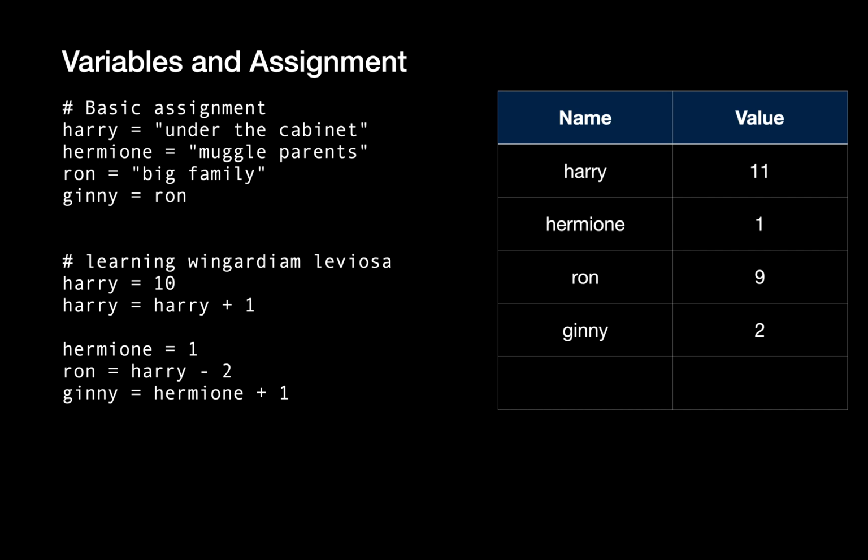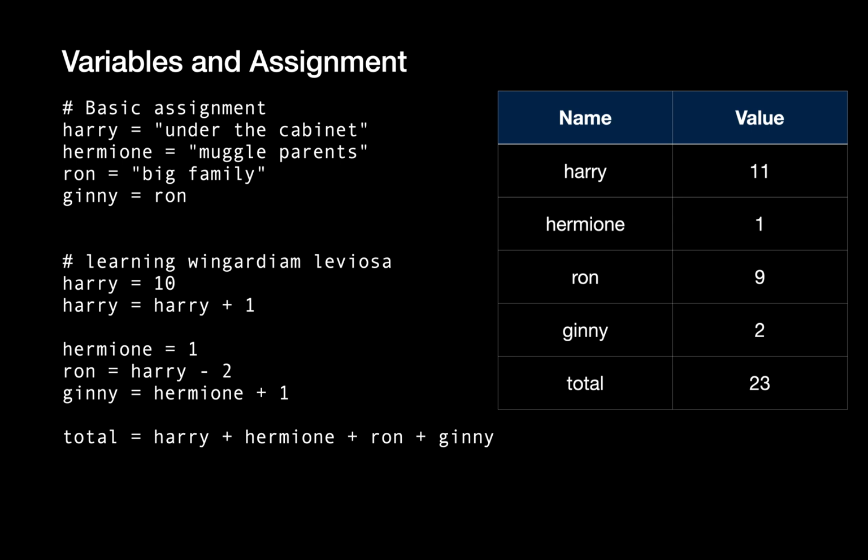So after all of this code, we have new values in our symbol table, and if we want to then compute the total number of tries for all of our students, we can now use the values in our symbol table to discover what that's going to be. So we replace Harry with 11, Hermione with 1, Ron with 9, and Ginny with 2, and then the computer computes that sum. We get 23, and now total is a new name, so it gets added to our symbol table with the value 23.